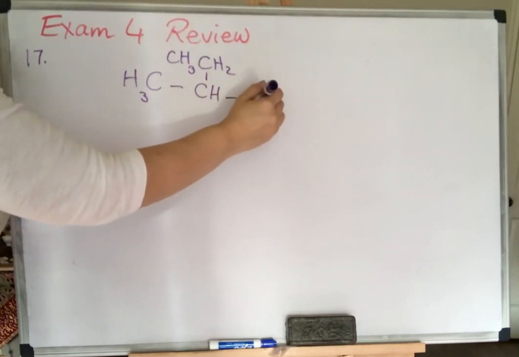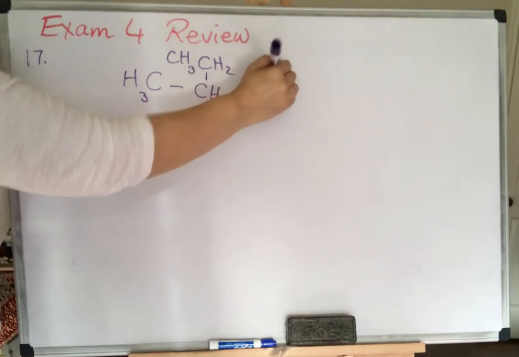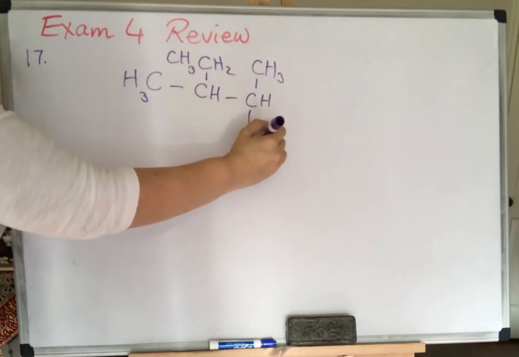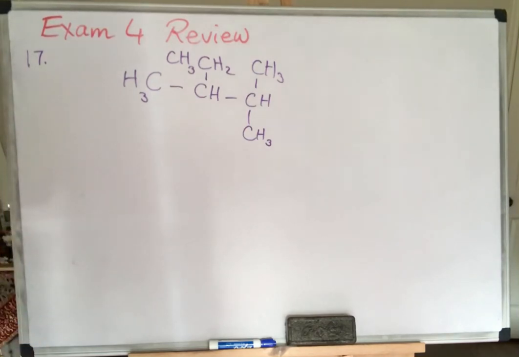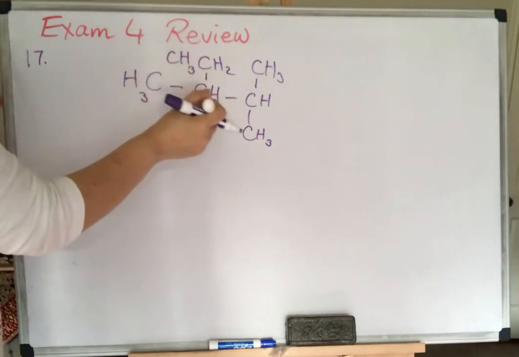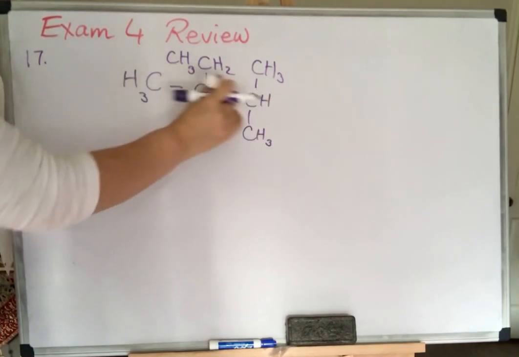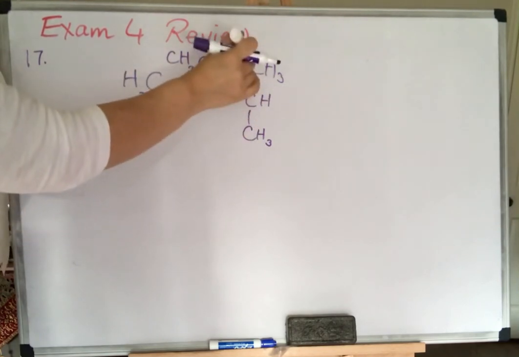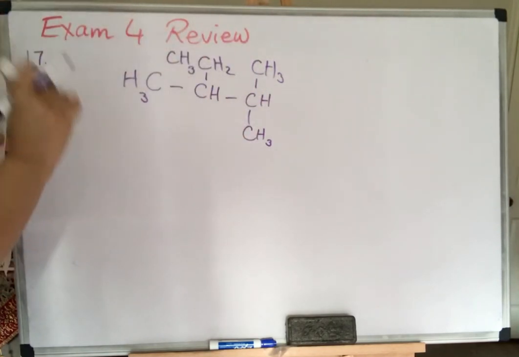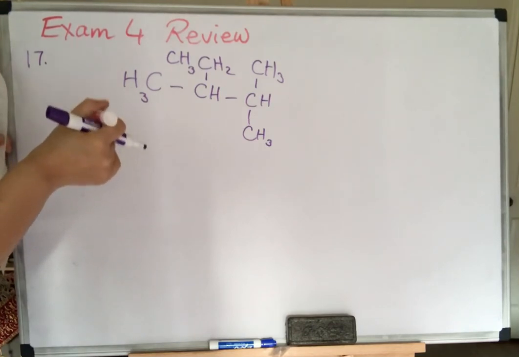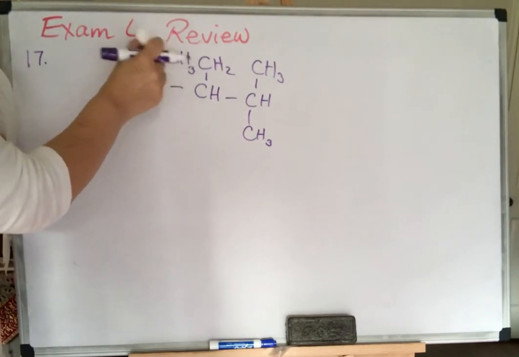Then you have CH, CH3, and CH3. So we need to name the longest chain, and the longest chain is not necessarily a straight chain. So we will go with 1, 2, 3, 4, 5, because if you consider it this way, first of all, this is the shortest chain. This way you have 4, but this way you have 5. And we start numbering from closer to the first branch, because this is a branch.